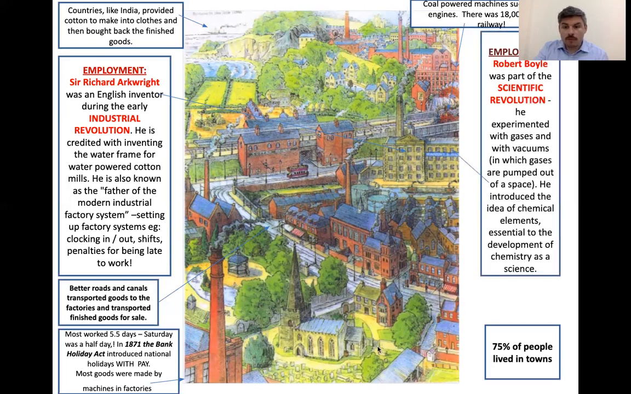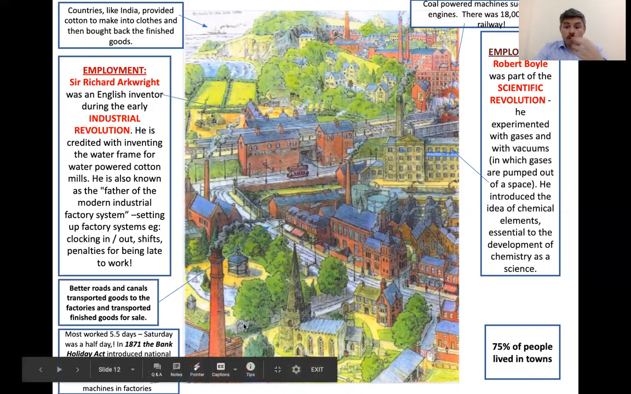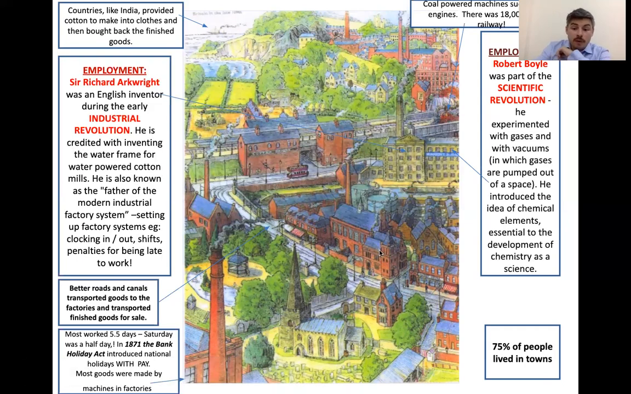Let me move myself. And we talked there already, scientific revolution. The important guy here was Robert Boyle, okay? What he did, he experimented with gases and with vacuums, and he introduced the idea of chemical elements, essential to the development of chemistry as a science. So, important man here, Robert Boyle. His experiments were going to lead to the idea of chemical elements. So what you learn about in your chemistry classes today with Miss Zeb, periodic table, different elements, this was going to be discovered in this period.